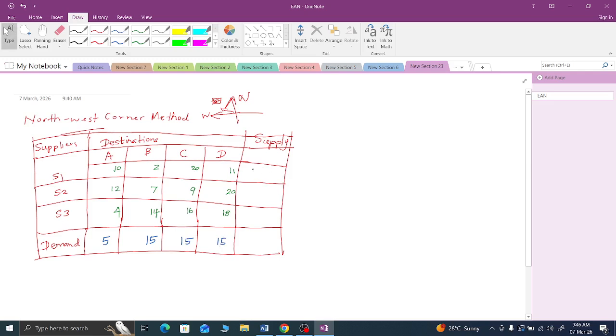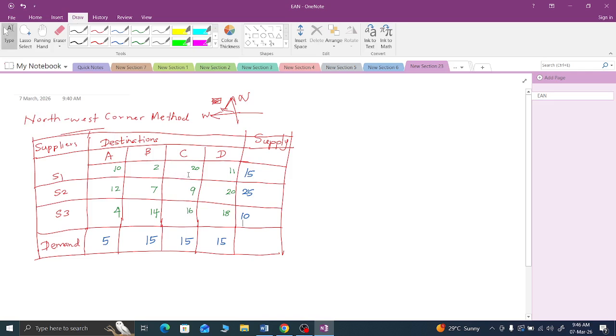Then the producing side: we are producing from S1 factory 15. Then here 25. So S3 factory can produce 10. So this is the capacity. Then these are the cost and the basic thing. This will be given to you in the question paper. So normally it is given.